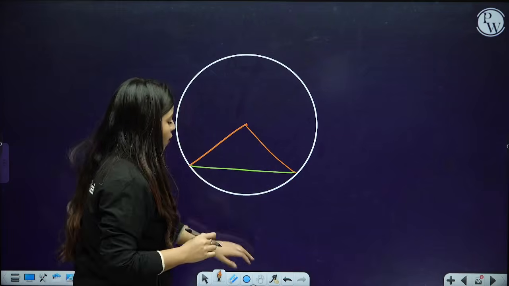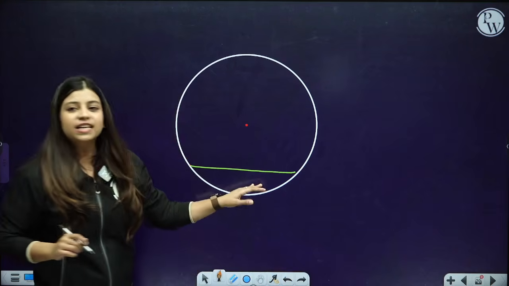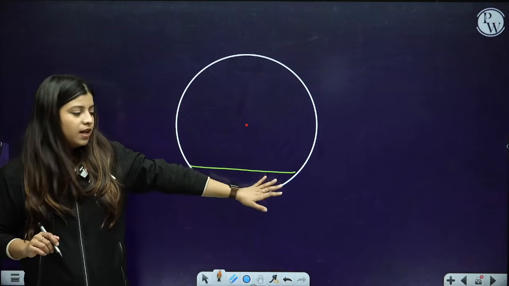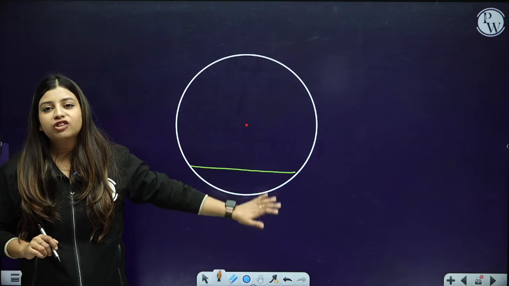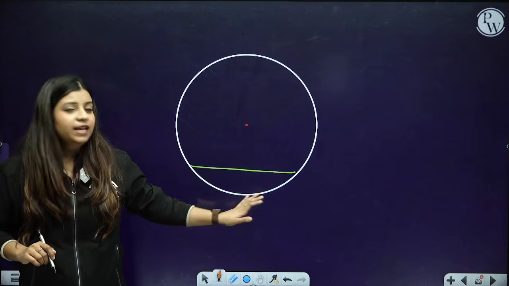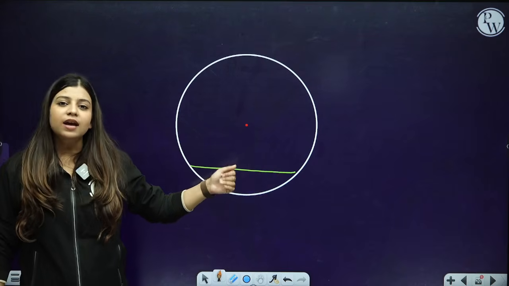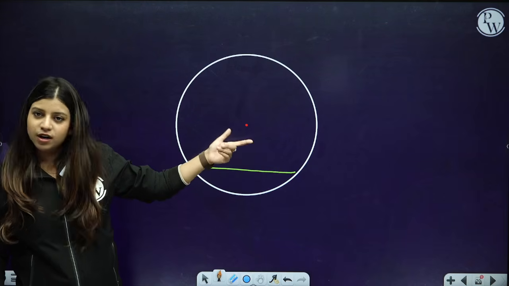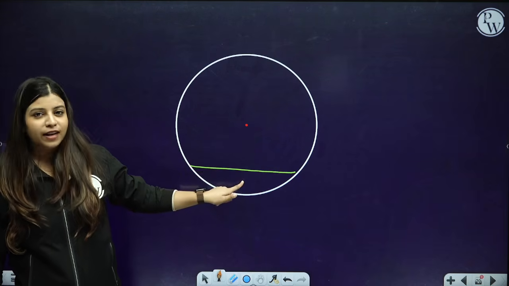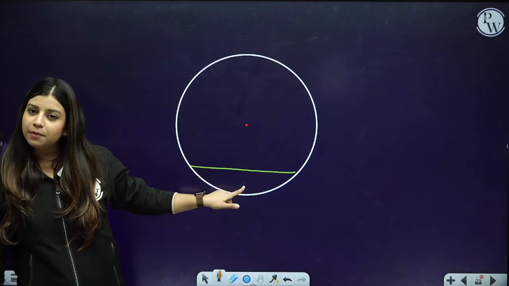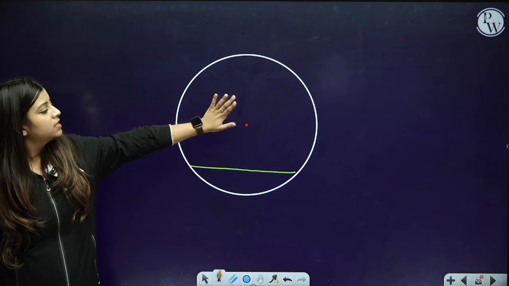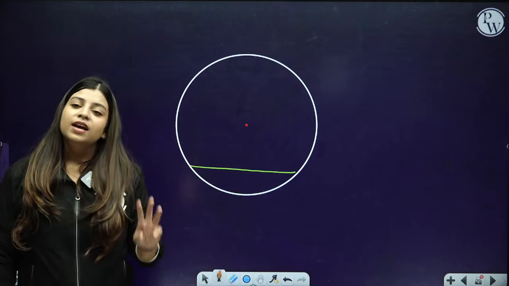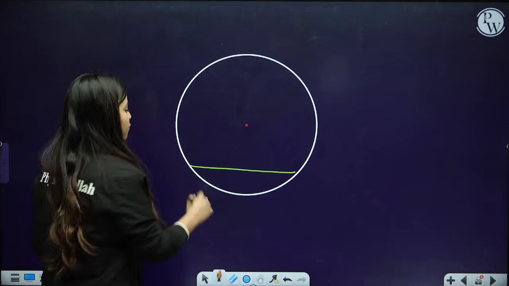First of all, understand the concept that the chord divides the circle into 2 different segments. Now of the two segments, one will be the major and one will be the minor. The one which has the center in it will be the major. The one which does not have the center of the circle inside it will be the minor one. So in the major segment, 2 different angles can be formed.